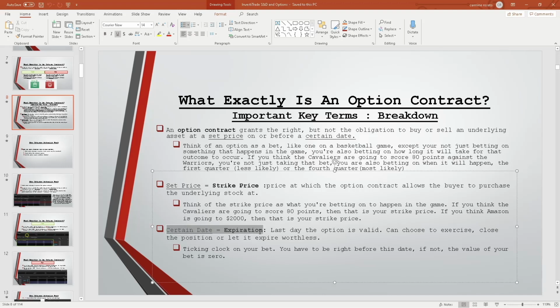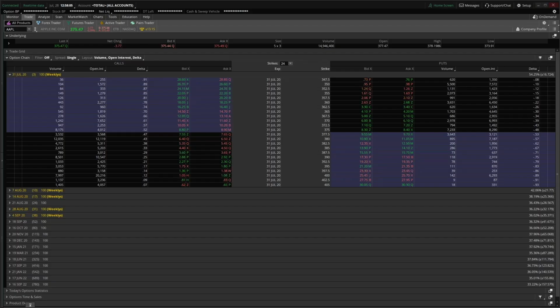Now, certain date down here is the expiration. A certain date, contracts expire. That's when your bet has to fulfill that outcome by. It is the last day the option's valid, and there's three things you could do. You could choose to exercise, you could close the position for a profit, or you could let it expire worthless for a profit or a loss. So with options, you not only have to be right directionally, but you have to be right with the time frame that you're looking at. Or else your bet is going to go to zero, and basically you lost the bet and your investment is going to be gone.